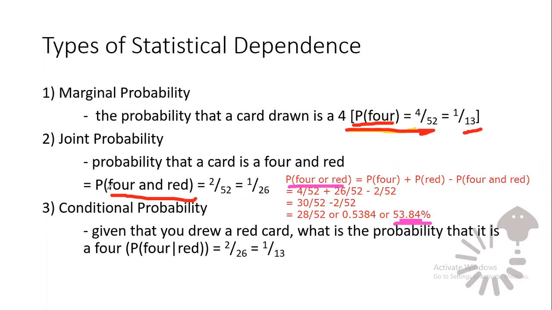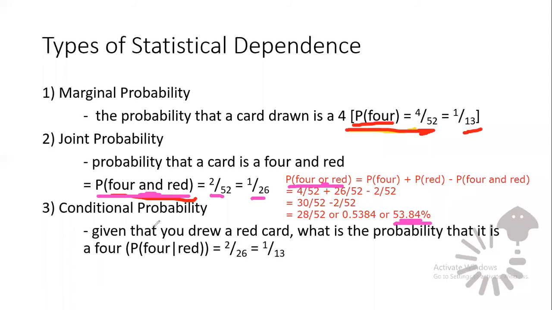Dito naman sa joint probability, ang tanong is the chance of getting 4 and red. Pansin niyo yung operator iba. This is or, this is and. Kapag and, what is the probability na ang nabunot nyo is red na, 4 pa siya. So we only have 2 over 52, which is the 4 hearts and 4 diamond. Kaya 1 over 26. So that's the difference between the two operators.